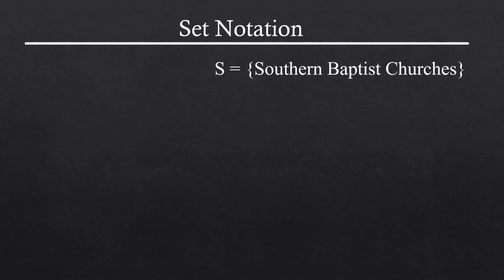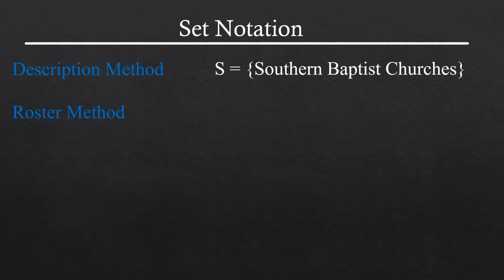Now let's talk about some different types of set notation. The first one is called the description method. How you see it written here, S is equal to the bracket Southern Baptist churches. That is the set of all Southern Baptist churches. We're describing our set, so that's why it's called the description method.